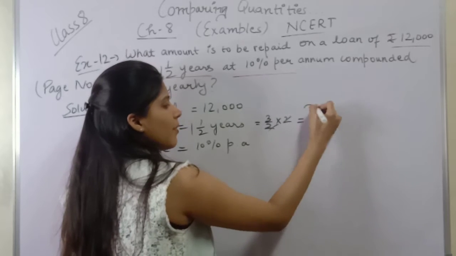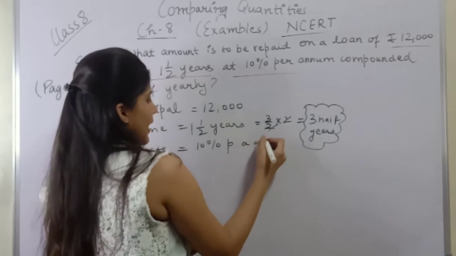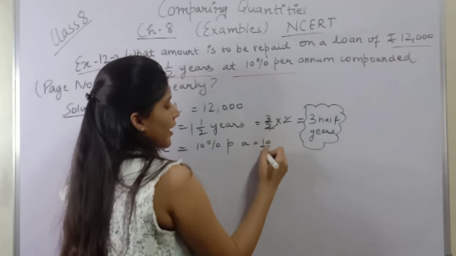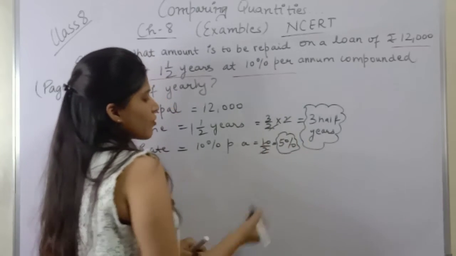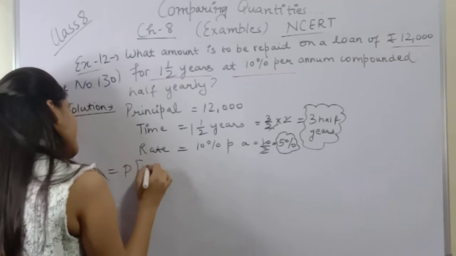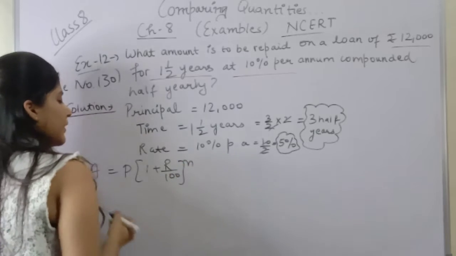So it means now we have to apply this in the formula, not this. And the rate is 10 halved, which is 5. Right. So the rate is 5% now. Okay, so now we will apply this in the formula. Amount equals principal into (1 plus rate upon 100) to the power n.